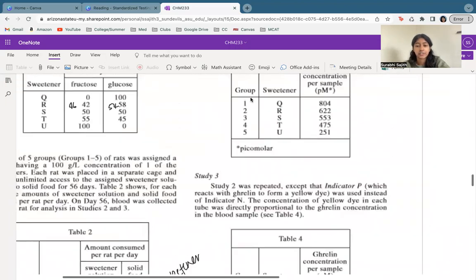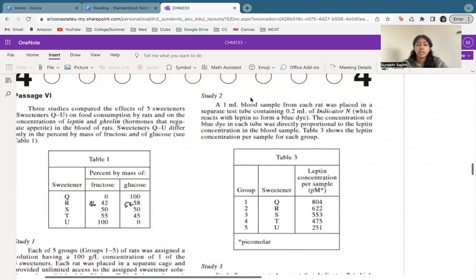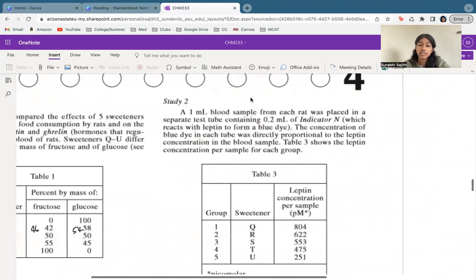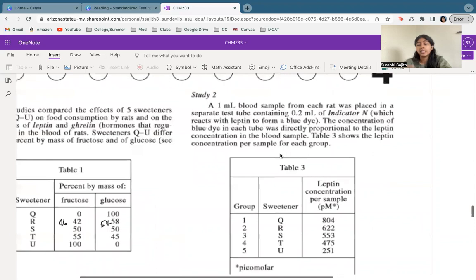So let's see if they even have the same indicator. You don't need to know what an indicator is in this case, but an indicator is used, in general, to identify the pH or to realize if something is acidic or basic. An indicator is put into a solution and it'll react to form a certain color. That color will tell you if it's more acidic or more basic.